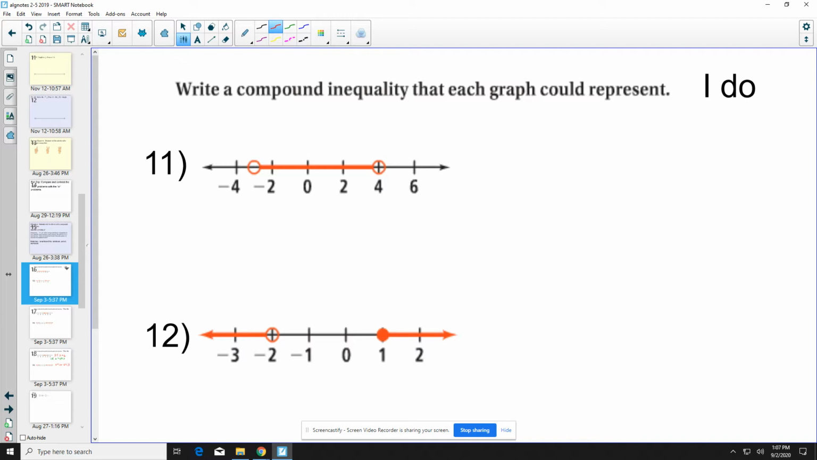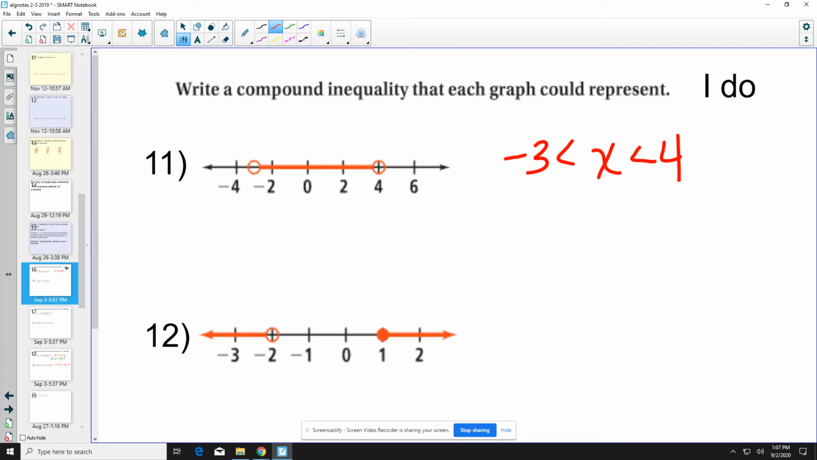If you look at number 11, I'm noticing 4 has an open circle. That means it can't equal 4, and it's shaded to the left. So the numbers in the shaded region are less than 4. But they're also greater than -3. And it can't equal -3 because it's an open circle. So I want to write an inequality that shows that x is less than 4 and also greater than -3.